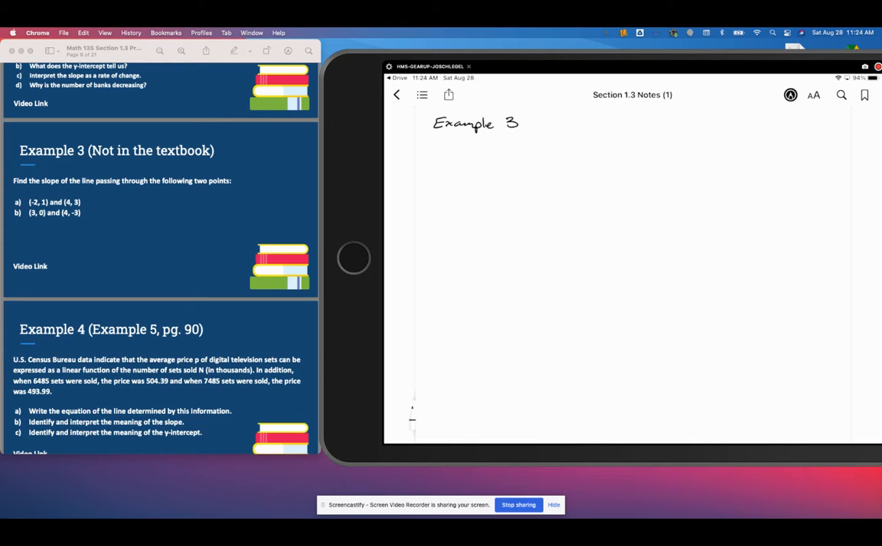And so this is something that we would use in either one of those, slope-intercept form or point-slope form, if we were to be writing an equation. In this case, we're just looking for the slope. So I'll run through, as I did in my examples, exactly how I would hope that you would do this. And let's see, we've got -2, 1, and 4, 3.